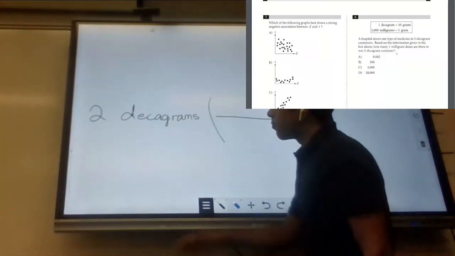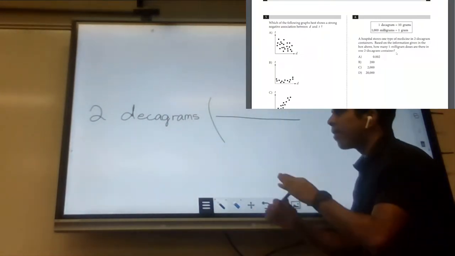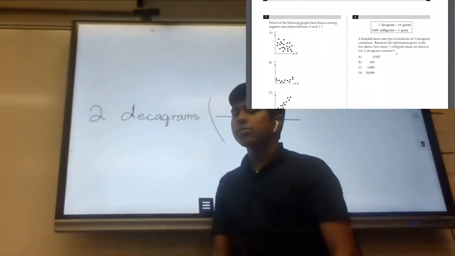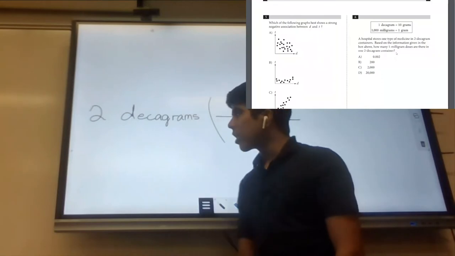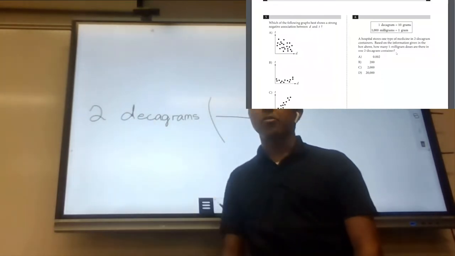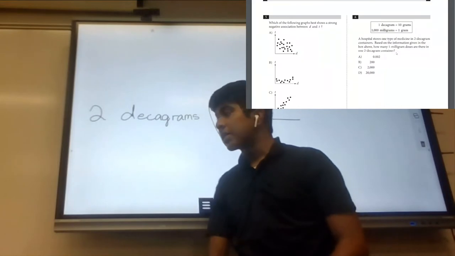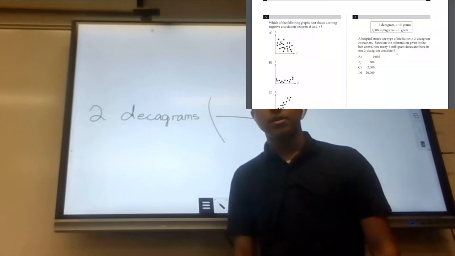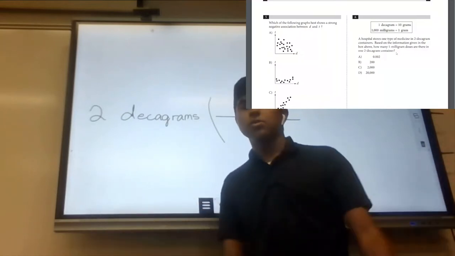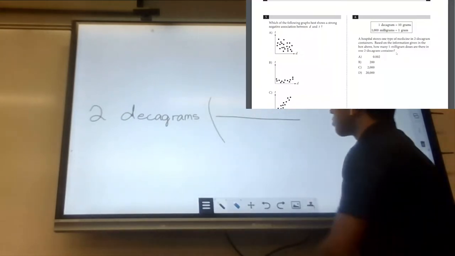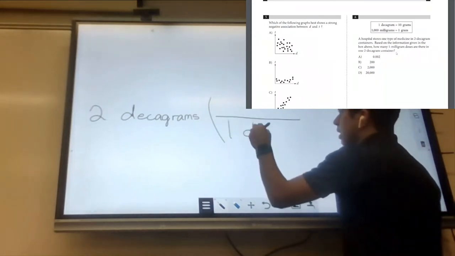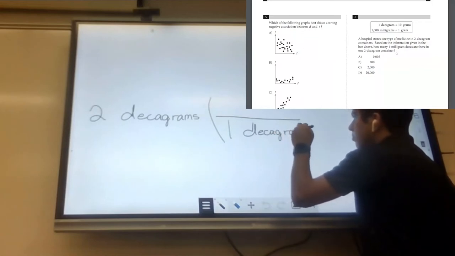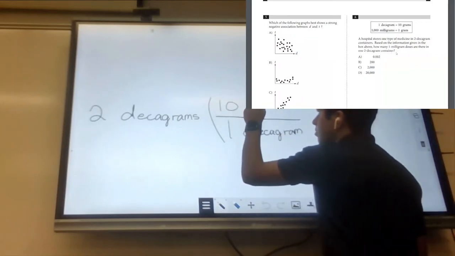So, 2 decagrams, and we want to find out how many milligrams that is. But 2 decagrams is going to be equivalent to something else. So we're not going to be multiplying this by anything, right? We're going to be multiplying it by one, essentially. So we're going to keep multiplying it by one. Now, how does that help? If we multiply 2 decagrams by one, we get 2 decagrams. That doesn't do anything. What we can do is we can say 1 decagram is equal to 10 grams.